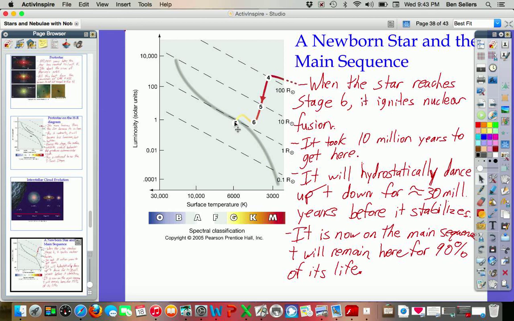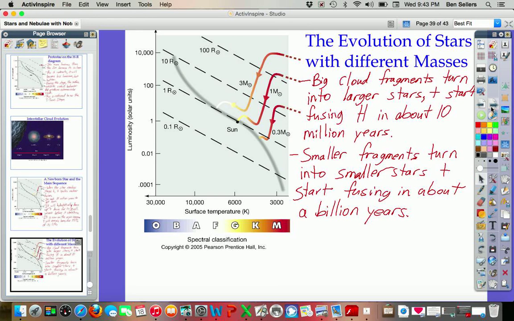When it settles down on the main sequence is when it's reached hydrostatic equilibrium. The bump between 6 and 7 is because of trying to reach that balance. Bigger stars, smaller stars, they all do the same thing. They just start at different places and fall on at different rates. Bigger stars will fall onto the main sequence at faster rates, smaller stars inverse to that.